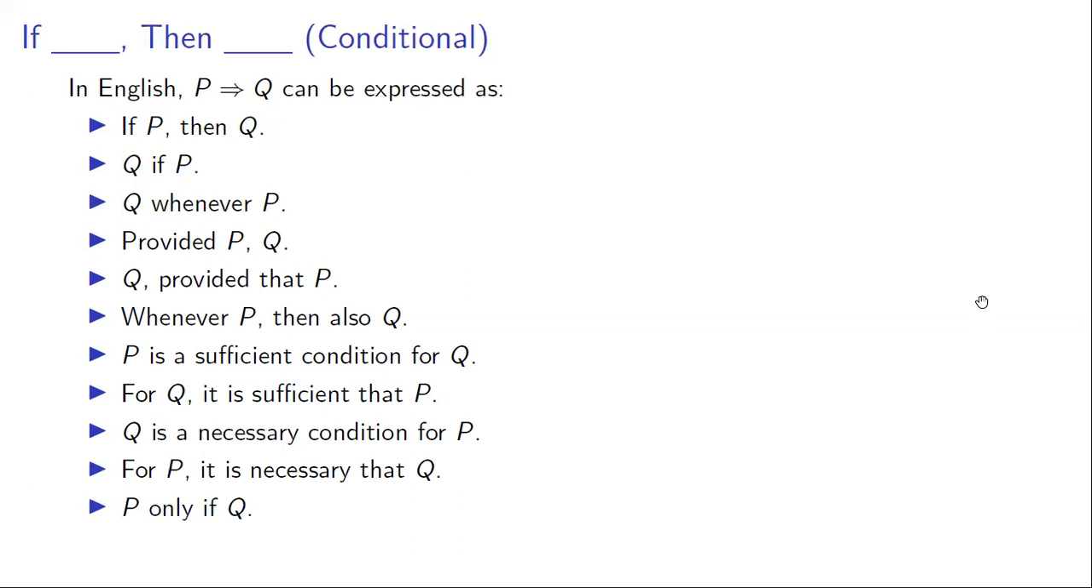Here's another way. This is a little surprising. P only if Q. Again, this is not a typo. It's not a typo. We're expressing the idea of if P, then Q. One way to express that is by saying P only if Q.